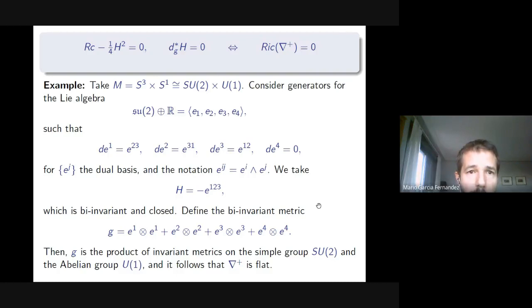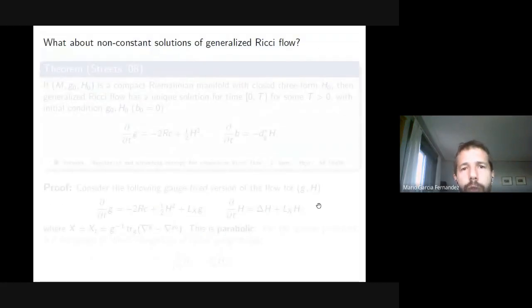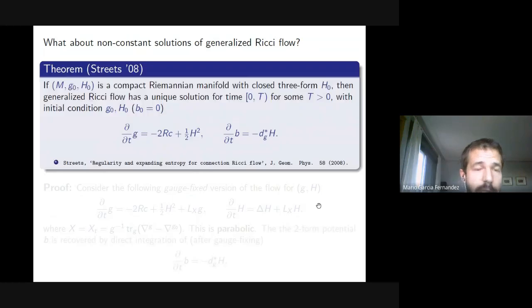Okay, so what about non-constant solutions of generalized Ricci flow? Let me state this theorem by Jeff Streets, proved in 2008 in a paper in Journal of Geometry and Physics. The theorem states that generalized Ricci flow exists for short time. If we have a compact Riemannian manifold with closed 3-form H0, then generalized Ricci flow has a unique solution for time 0 to t with t bigger than 0, and initial condition g0, H0.